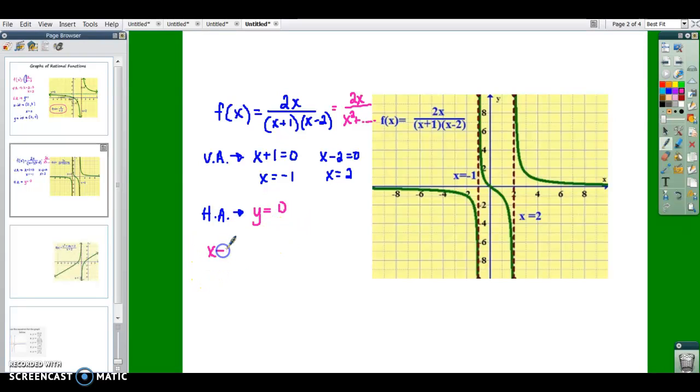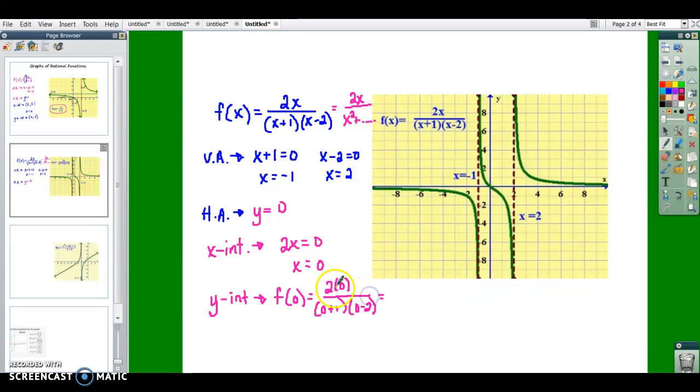We can talk about our intercepts. Remember, our x-intercept is we just take the numerator of that fraction and set it equal to 0 and solve for x. So we would get 0 there. And the y-intercept is basically just finding f of 0, meaning plug 0 in everywhere you have an x. So that would be 2 times 0 over 0 plus 1 times 0 minus 2. And you don't even have to go any farther than looking at the numerator. The numerator is 0. 0 divided by anything is 0. So in both of these cases, again, we have an x and y intercept at 0, 0. And you can get that information from that graph as well.